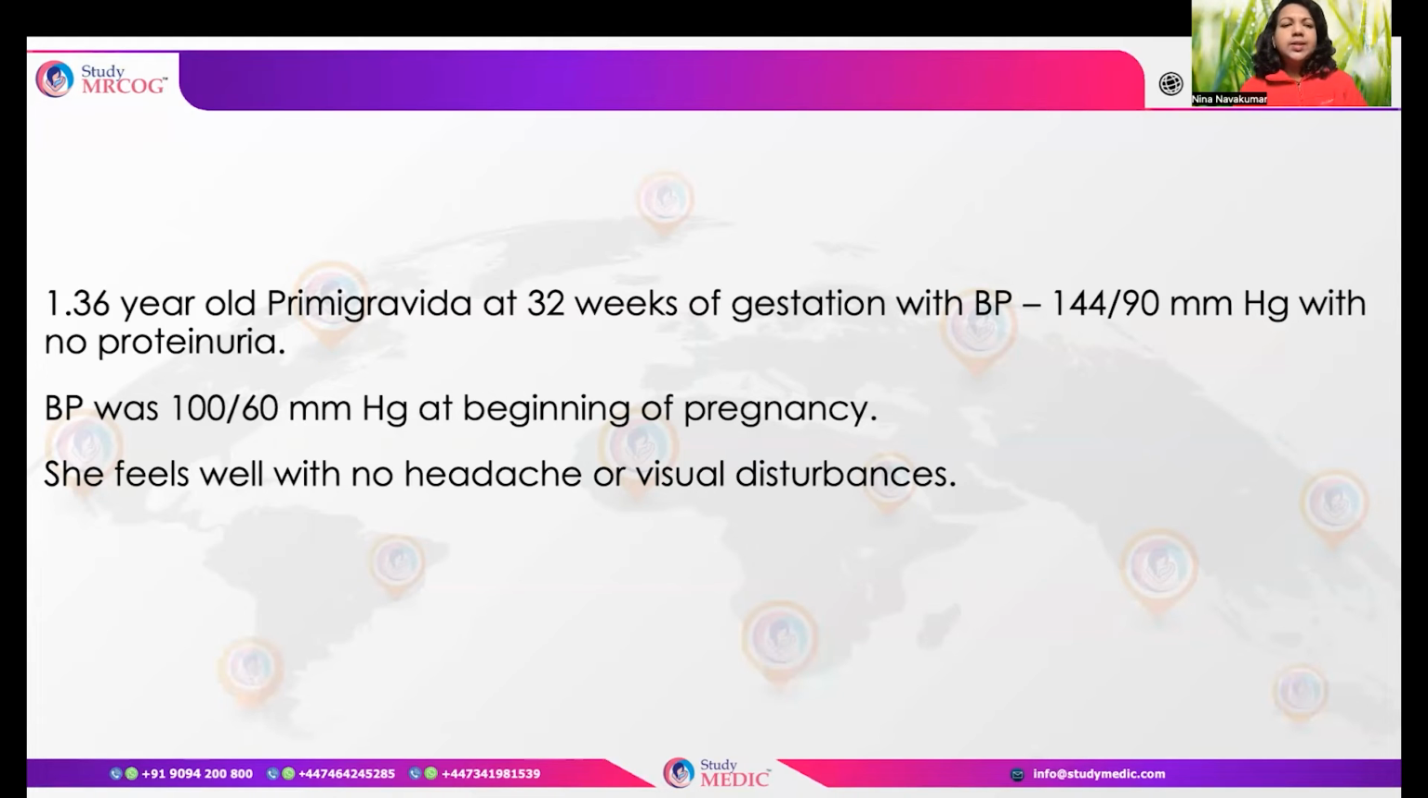So either she is having gestational hypertension without any severe features, or preeclampsia without severe features. But to differentiate between preeclampsia and gestational hypertension, we need to do other lab investigations as well.